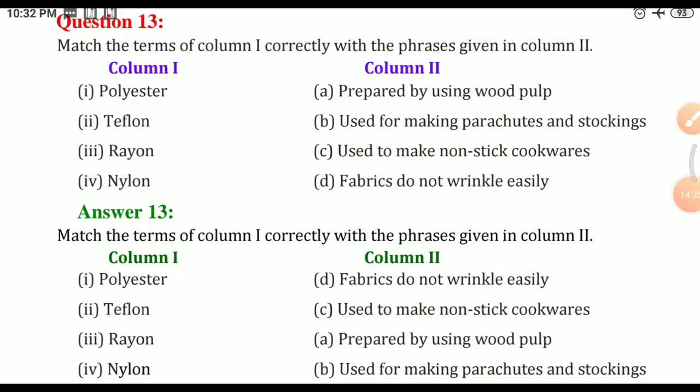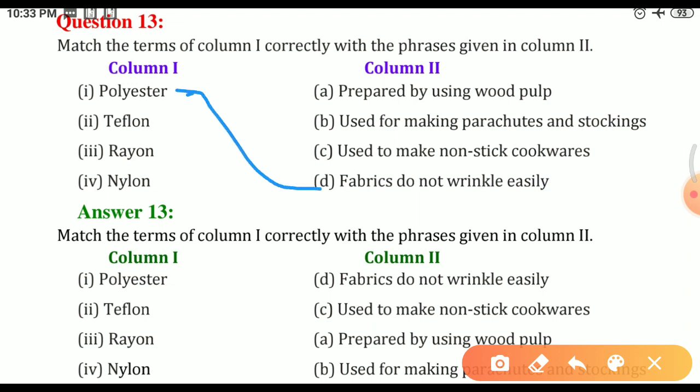Question number 13 is, match the terms of column 1 correctly with the phrases given in column 2. In column 1, different synthetic fibers are given, and in column 2, their uses are given. So we have to match the synthetic fiber with their uses. Now first is polyester. As we know, polyester is a fabric which does not wrinkle easily. So here we can match polyester with fabrics that do not wrinkle easily.